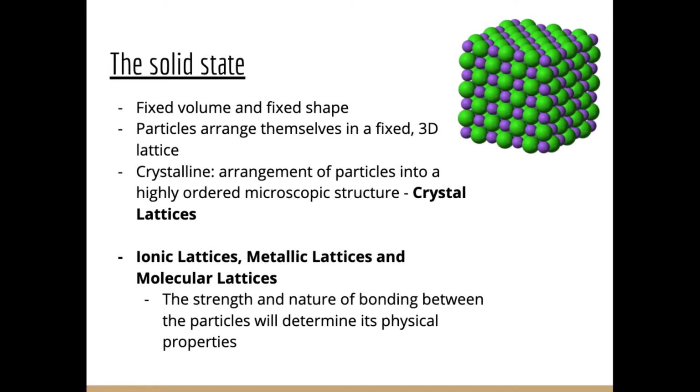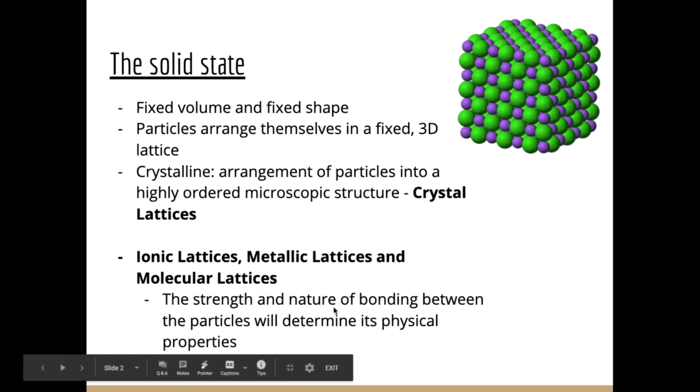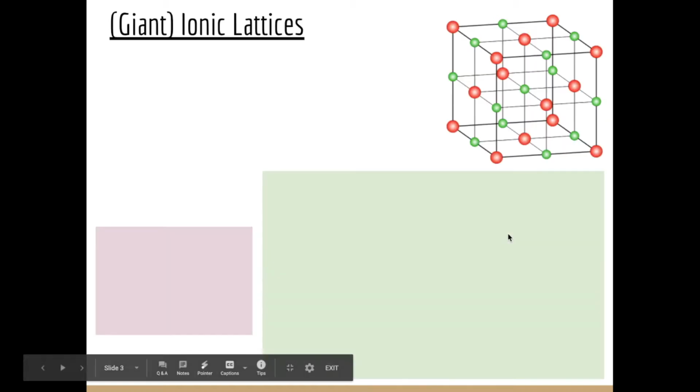In the solid state, we have our particles with a fixed volume and fixed shape arranging themselves in a very fixed, very structured three-dimensional lattice like so. We describe this as a crystalline arrangement, crystalline meaning the arrangement of particles into a highly ordered microscopic structure called a crystal lattice. Four types of lattices we're going to look at in depth: ionic lattices, metallic lattices, and then two types of molecular lattices. The strength and nature of bonding between the particles will determine its physical properties.